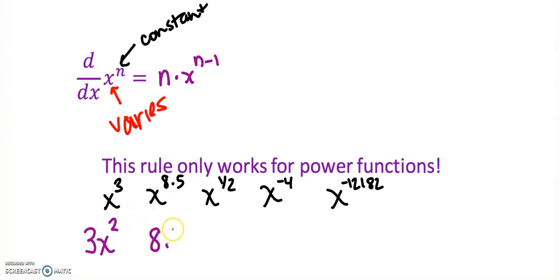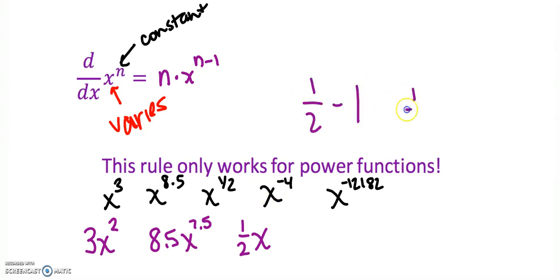This one is going to be 8.5 x to the 7.5. This is going to be 1/2. Mr. Lakin, how do I subtract 1 from a half? Okay, so we got to do 1/2 minus 1, which is 1/2 minus 2/2. How'd you get 2 halves? That's the same thing as 2 over 2 is 1. Oh, yeah, it's like a common denominator. Right, common denominator. And then subtract the numerators. Okay, so negative 1/2 is what we're looking at.